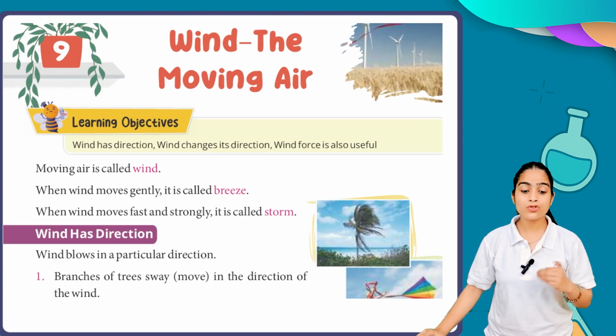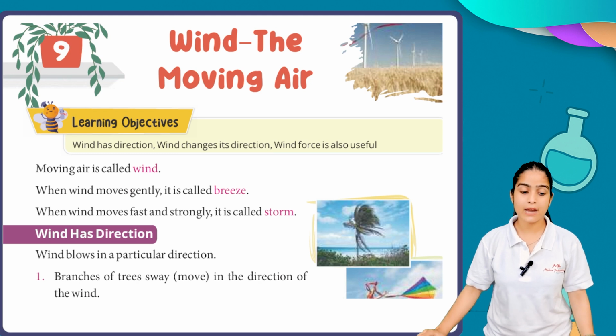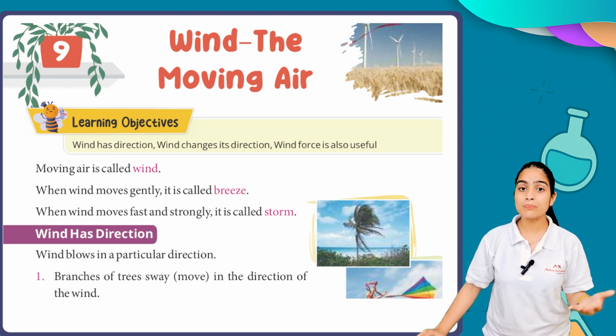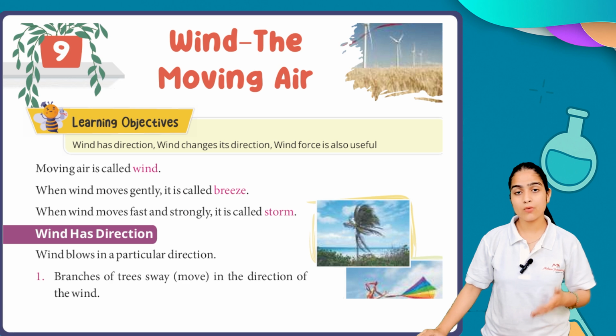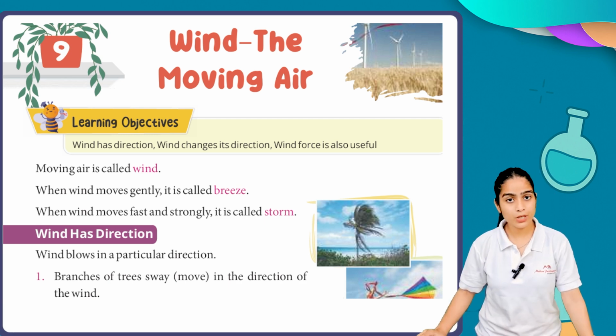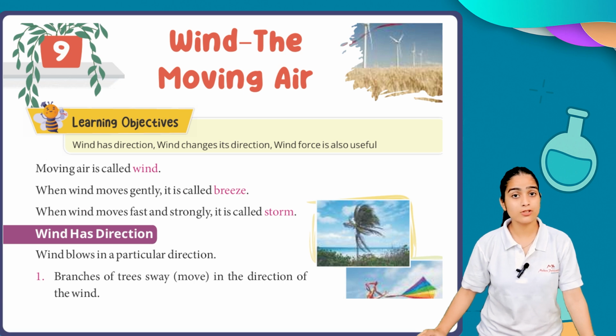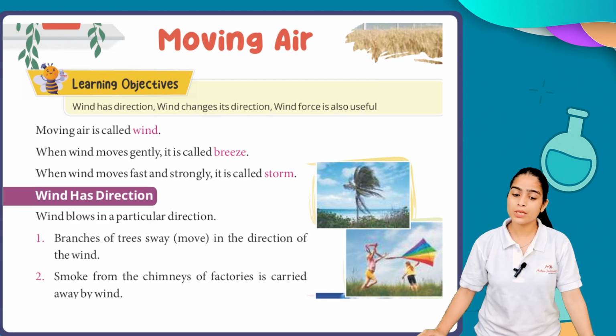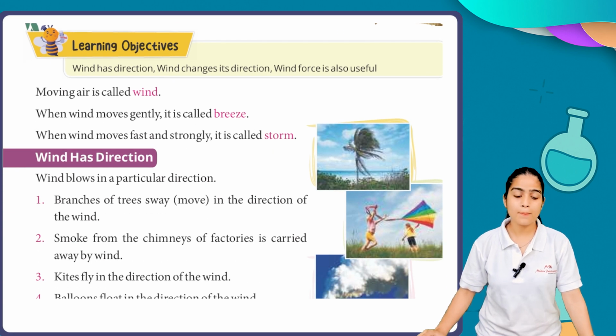When wind moves gently, it is called a breeze, and when wind moves fast and strongly, it is called a storm. So, depending upon their pace, we are classifying wind into two categories. If the pace is gentle and calm, then it is called a breeze. If the pace of the wind is high, fast and strong, then it is called a storm. So I hope, students, you can classify breeze and storm according to their pace.